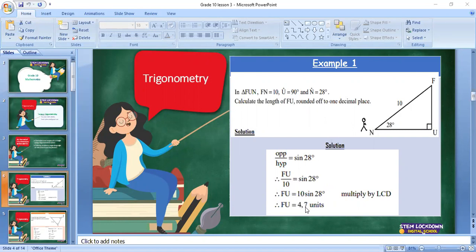In this case, you'll be allowed to use a calculator because your 28 is not a special angle. Remember, we talked about special angles yesterday. So 28 is not a special angle, so you'll be allowed to use a calculator. So you simply punch it in.